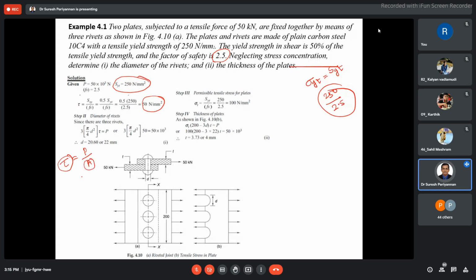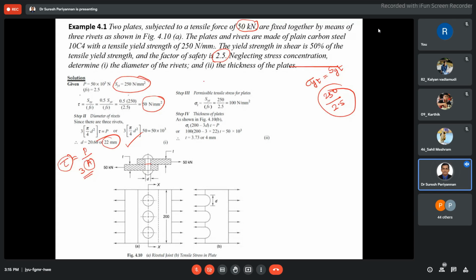How many rivets are there? 3 rivets are there. 3 into pi by 4 d squared. Load is given already, 50 kilonewton. Then you are able to find out the diameter of the rivet here. As I told you, the rivet is subjected to failure by shear stress, so we are considering shear stress.